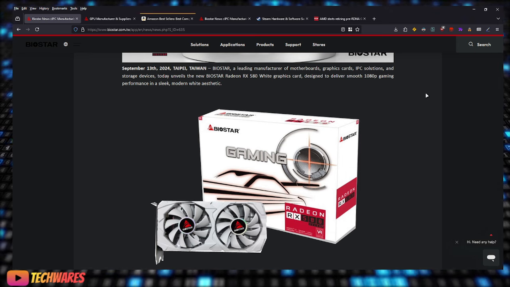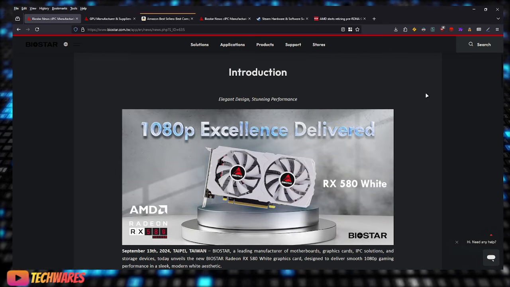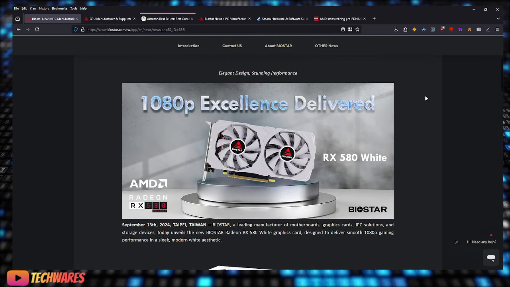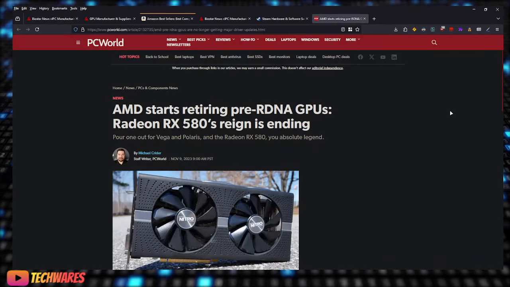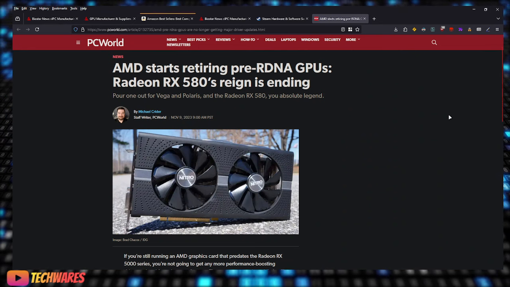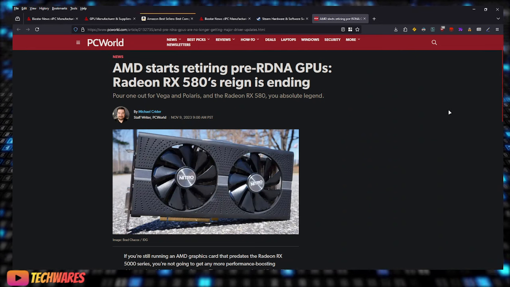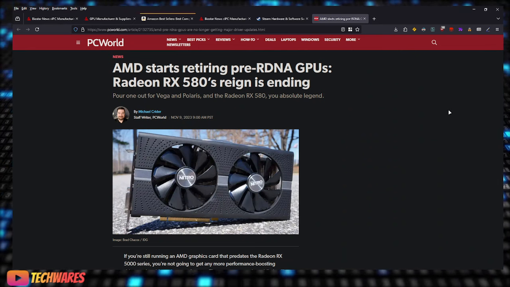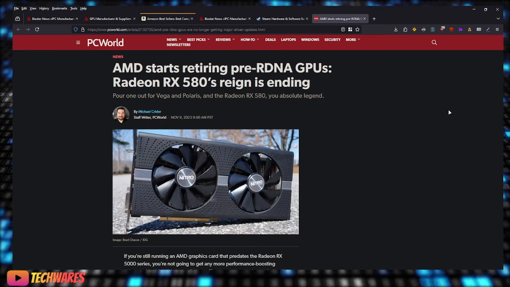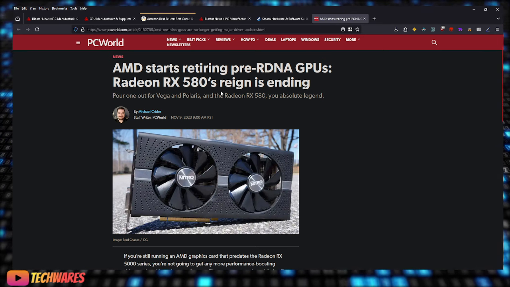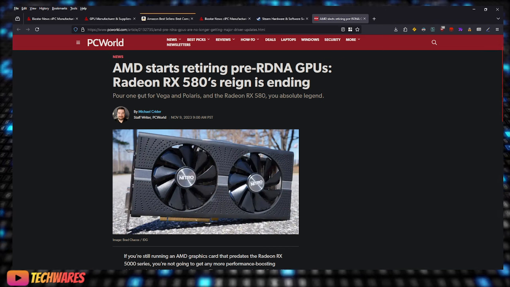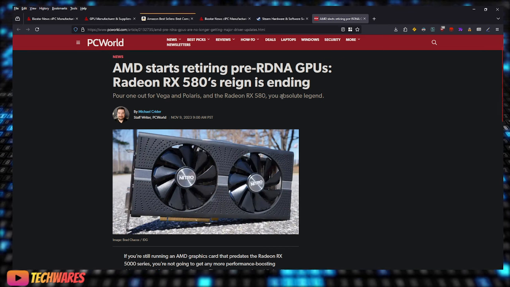Now, a lot of people are saying, why would they do this? Why would they release a GPU that is 6 years old, especially because AMD has actually retired Polaris GPUs. They don't support them anymore on the driver level. So, Vega and Polaris GPUs are not supported anymore. As you can see right here, pour one out for Vega and Polaris and the Radeon RX 580, you absolute legend.